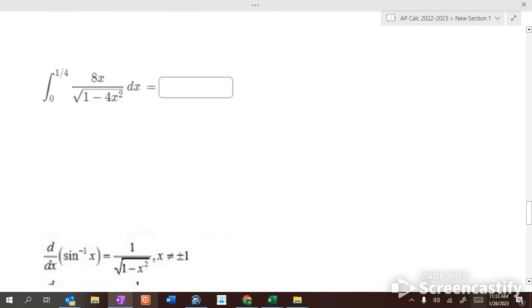Now, this isn't an indefinite integral, but a definite integral. We actually have to find a number answer in the end. Okay? So let's do this. What is u? 1 minus 4x squared. And du would be negative 8x dx.